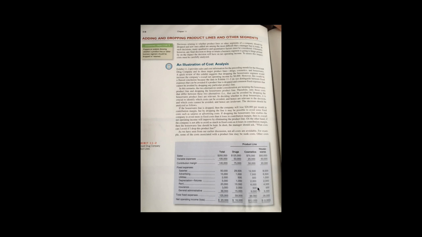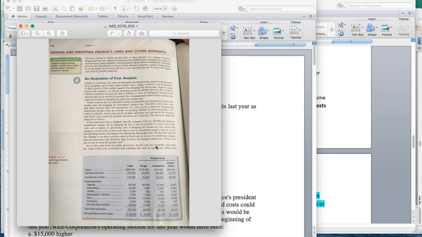And then we look at what we can save by saving fixed expenses. Because we don't have this housewares anymore, we're going to be saving some of these fixed expenses, and that'll save us money because we don't have to pay for them because the segment no longer exists.